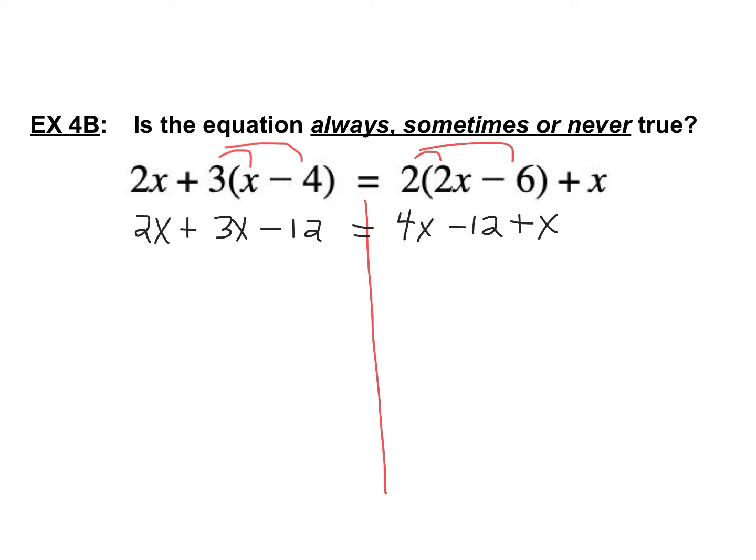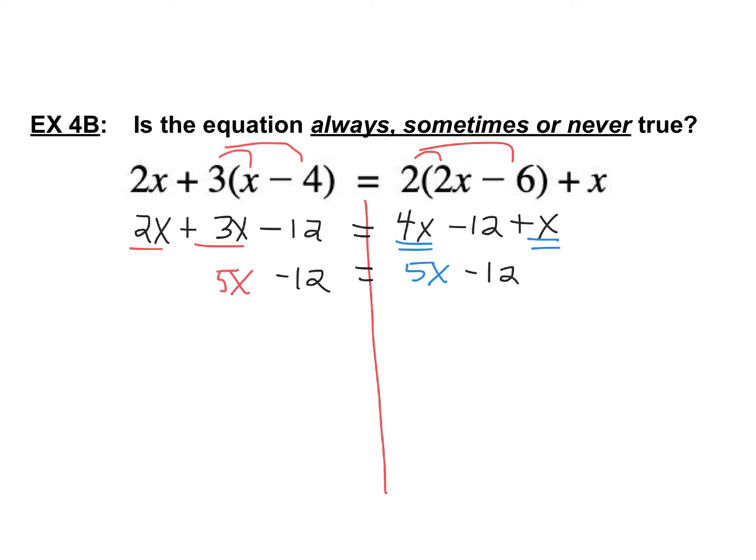So then on the left side, I've got a 2x and a 3x that I can combine, and that makes 5x minus the 12 equals. And on the right, I have a 4x and an x that I can combine. 4x plus x is 5x, and then bring down your minus 12. I need you at this point to keep finishing the problem.